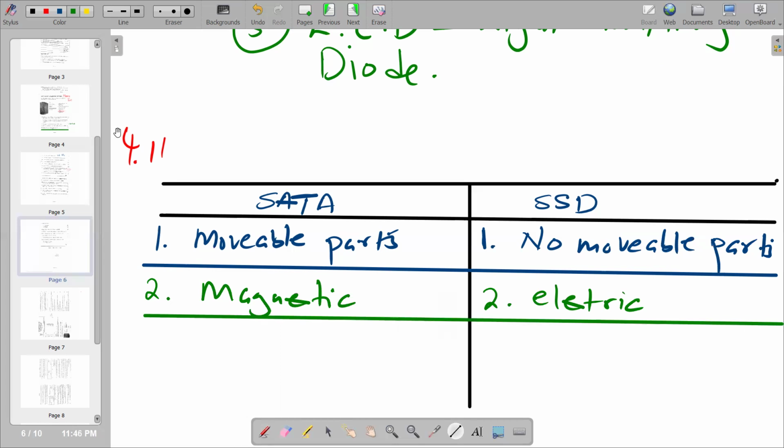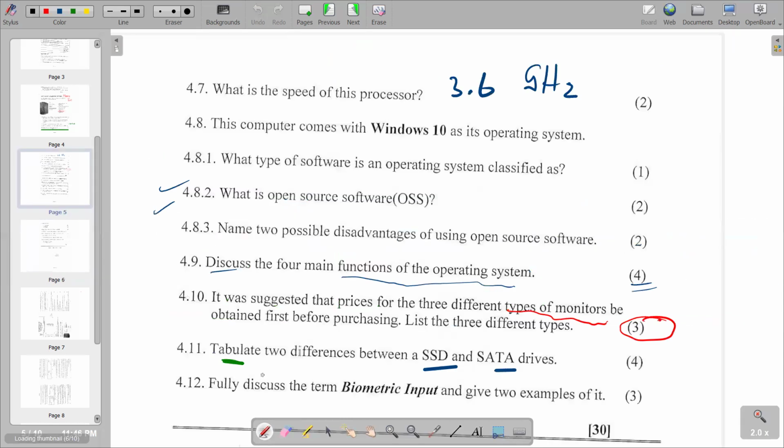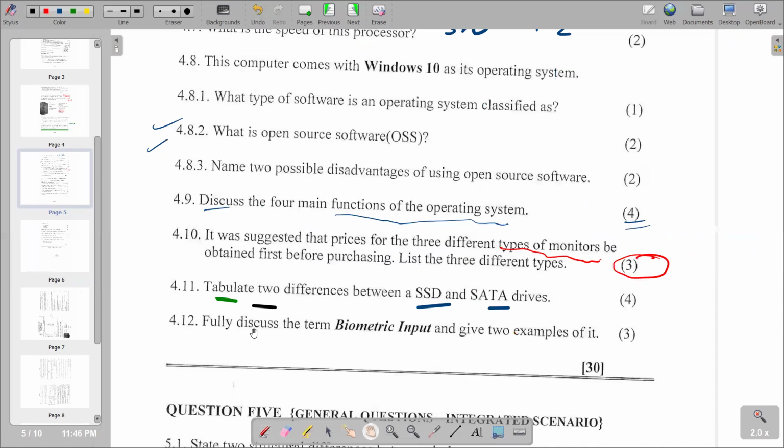And then we go to the third one, where we are saying under SATA it is slow, and then SSD fast. So we are bringing out the differences. Remember, we've already raised the three differences, but our question only requires us to tabulate 2. So from the 3, we can just choose 2, which are easier for you.